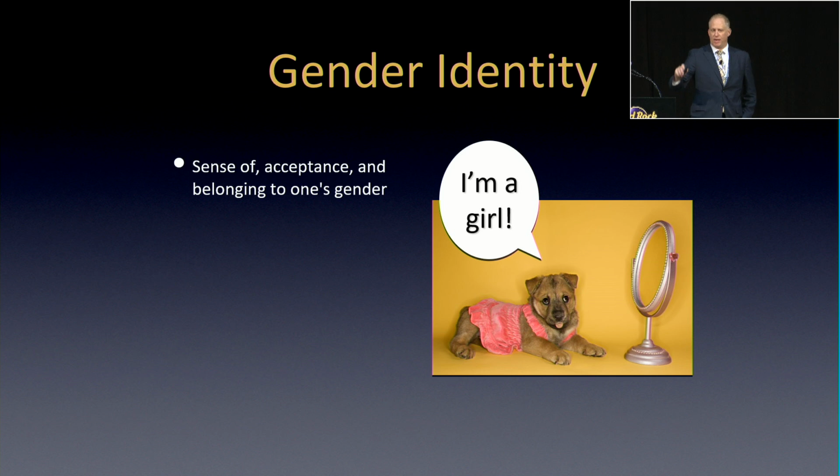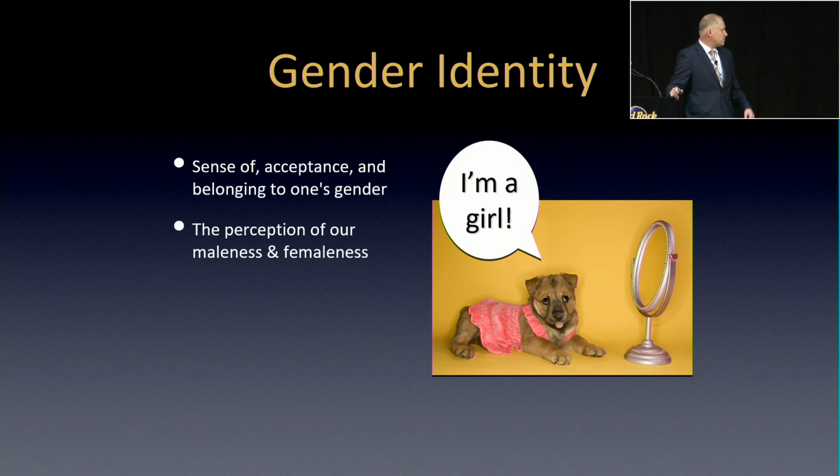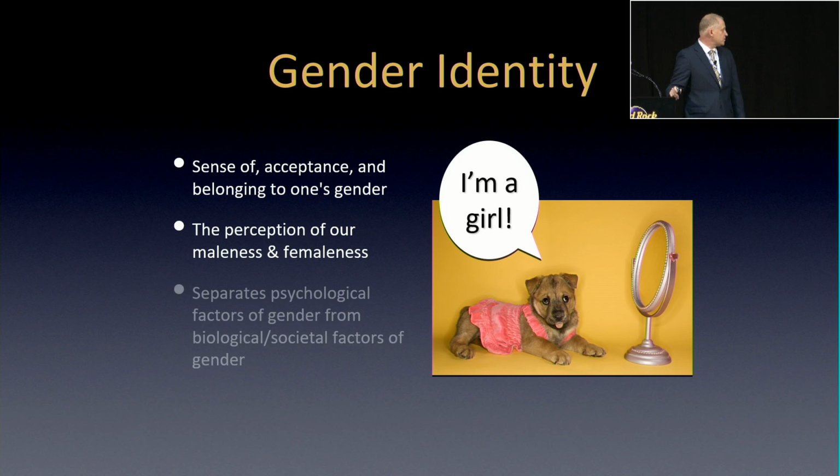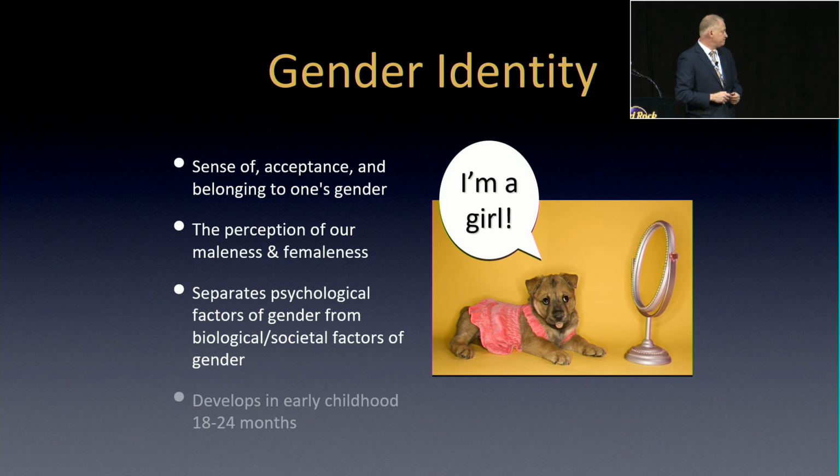So I did mention that with sexual identity, there's a few different parts. There's sexual orientation, then there's gender identity. So gender identity is a sense of acceptance and belonging to one's gender. And this is our perception of maleness or femaleness. And it separates psychological factors of gender from biological and societal factors of gender. Now this can develop as early as age 18 months to 2 years of age. So, for those who take care of children, this is something that may start to show itself as far as identity in that very early phase.